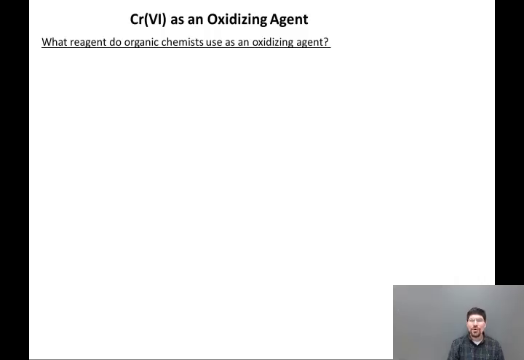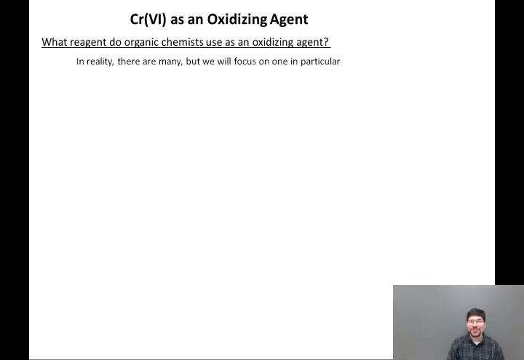So we now know how to recognize an oxidation reaction and how to recognize a reduction reaction. So now we have to address the question, what reagent goes above the arrow? What reagent do organic chemists use as an oxidizing agent?